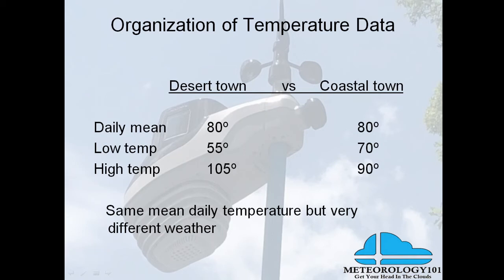So your ranges are always going to be more spread in a desert town because of radiational cooling at night in the desert. There's the dry sand. There's really nothing to absorb that energy. It takes in more heat during the day, releases it faster at night, and you'll have a much wider range in a desert town than you will in a coastal town.